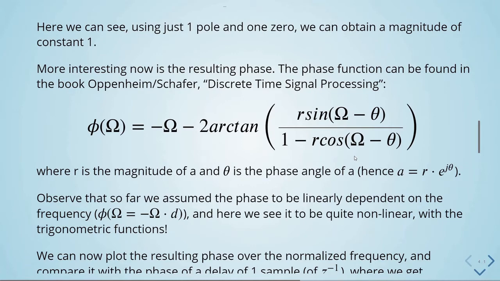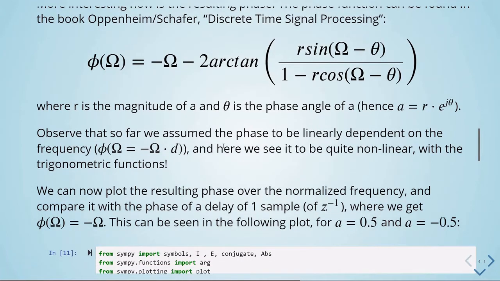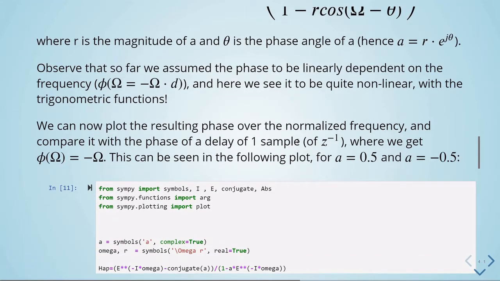So observe that so far we assumed the phase to be linearly dependent on the frequency. So it was minus capital omega times d, and here we see it to be quite non-linear with these trigonometric functions. So we can plot this resulting phase over the normalized frequency, and we can compare it with the phase of a delay of one sample, for example, where we will get this linear phase minus capital omega. And so let's do this example. If we will plot for A equals to 0.5 and A equals to minus 0.5.